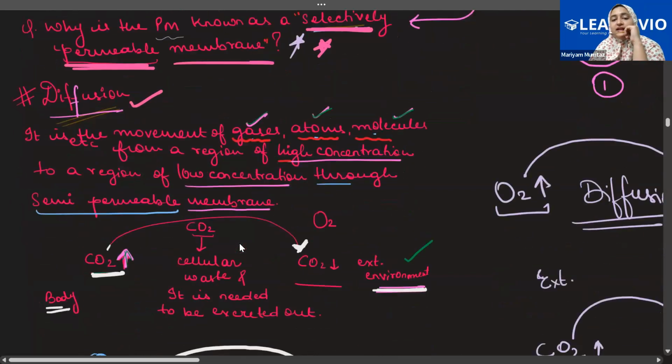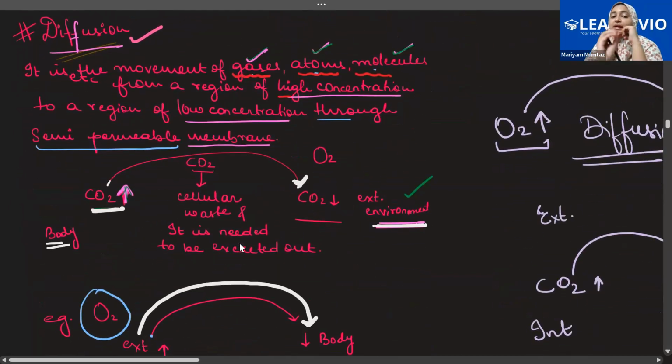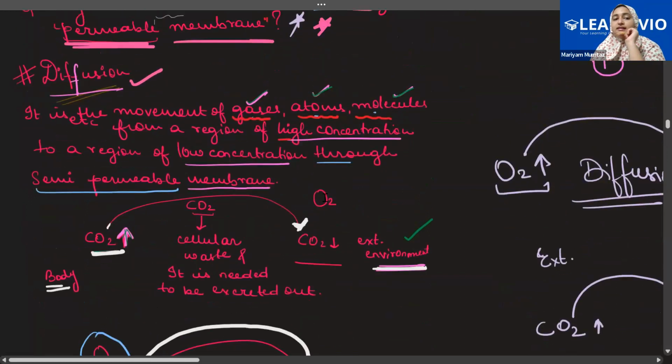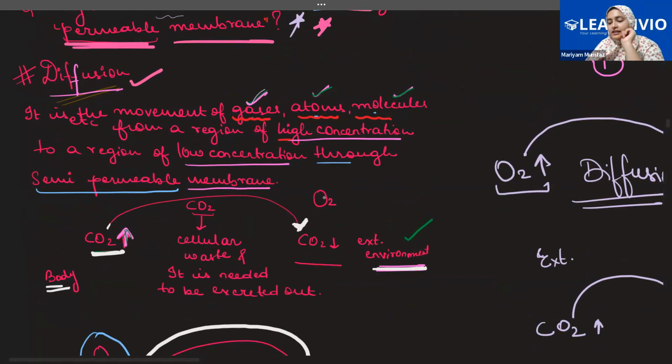Now, the next thing that we have to discuss with respect to the plasma membrane is diffusion. Diffusion is the name of a movement. Diffusion is the movement of gases or atoms or molecules. In general, it is the movement of substances from a region of high concentration to a region of low concentration through the semi-permeable membrane.